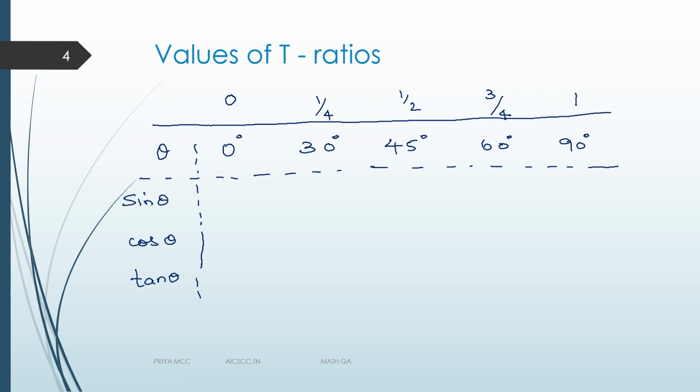Now you take the square root of this row and write it here. You will get sine theta values. 0, what is the square root of 1 by 4? 1 by 2. Square root of 1 by 2 is 1 by root 2. Square root of 3 by 4 is root 3 by 2. Square root of 1 is 1. Now write the square root of this row in the reverse order. You will get cos theta.